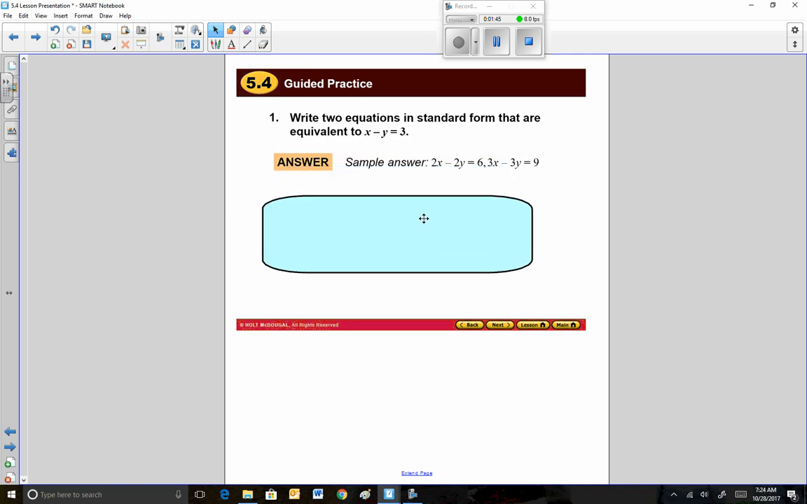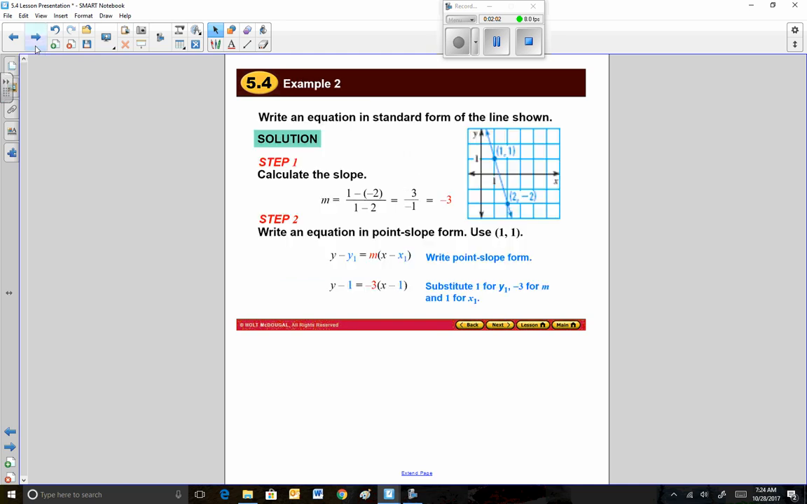All right, here's two examples. If I multiplied everything by a 2, I would get 2x minus 2y equals 6. If I multiplied everything here by a 3, 3x minus 3y equals 9. Now, if you multiply by different numbers, you're going to get different answers. All right, let's take a look at another type of question you might get.